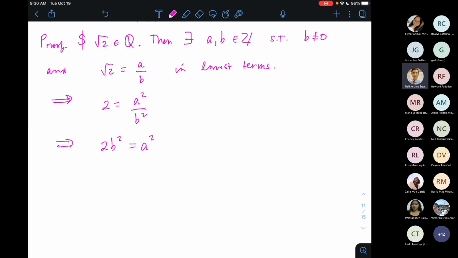equals a squared. Right? Ano yung pwede kong masabi from this line? Anong ibig sabihin o ano yung pwede kong i-deduce from the statement that 2b squared is equal to a squared?